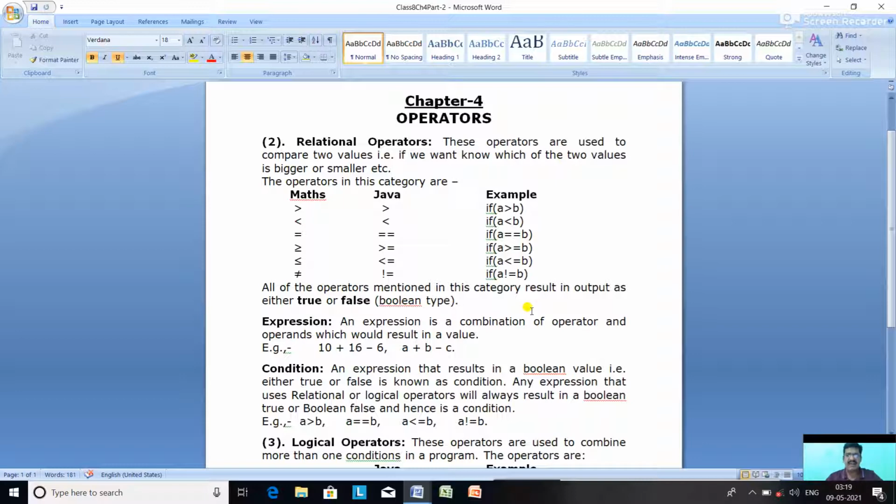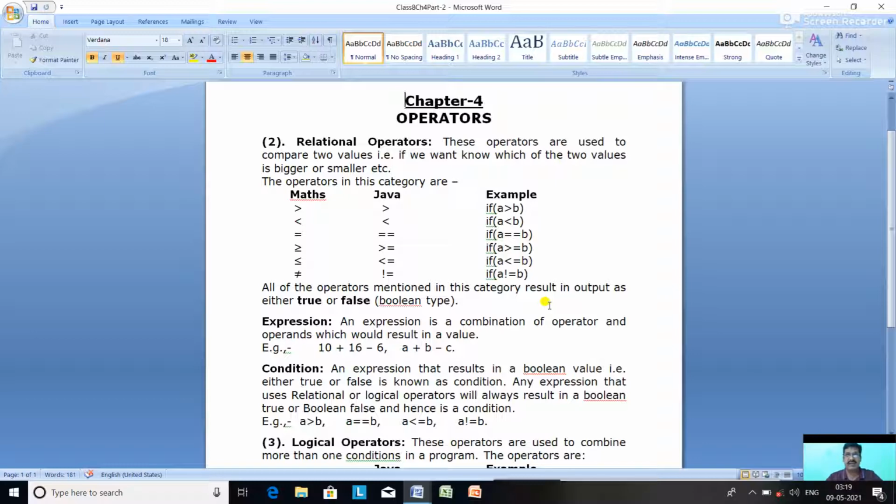So for example, 10 less than 20. Yes, 10 is less than 20. So the output will be true. 10 less than or equal to 10. It is not less than 10, but it is equal to 10. Yes, the output will be true. 10 not equal to 20. Yes, 10 is not equal to 20. So the output will be true.